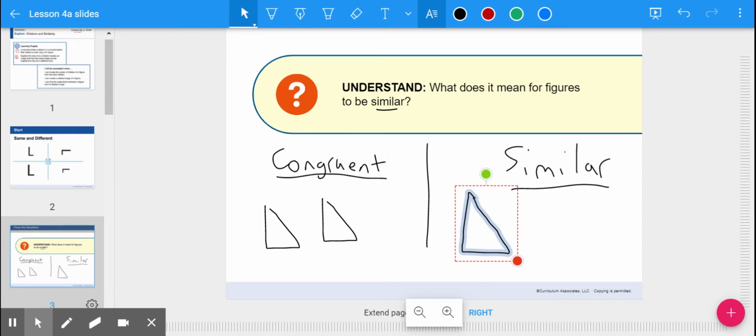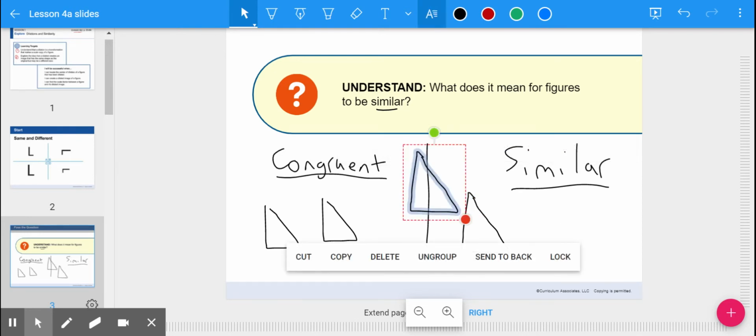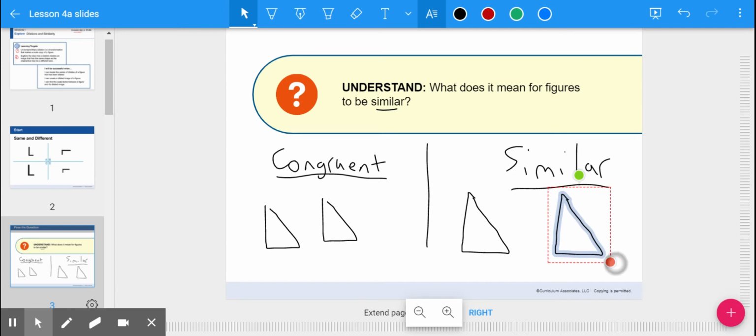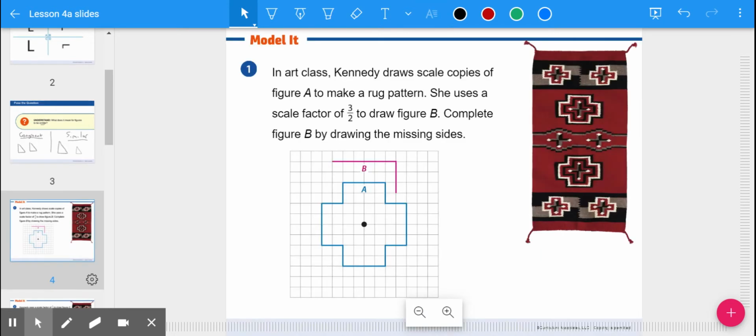But let's take a look here. It would be the same shape, but maybe a smaller version of it. Maybe a bigger version of it. It's similar because it has the same shape, but not the same size. That's kind of our focus for today. So let's look at this first example here.